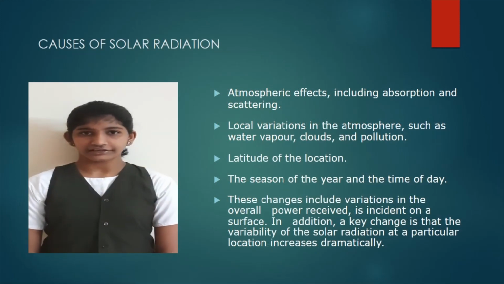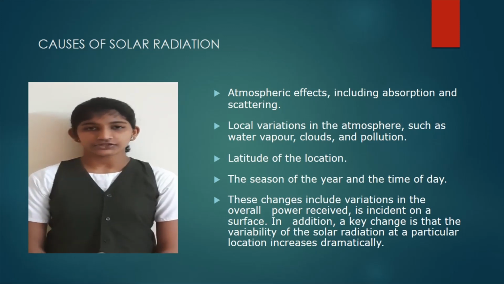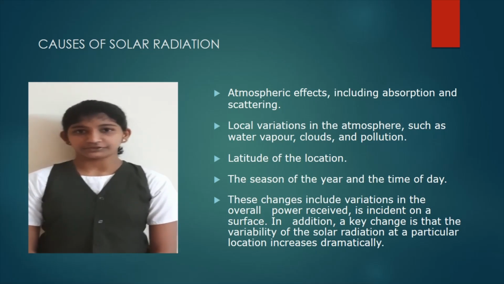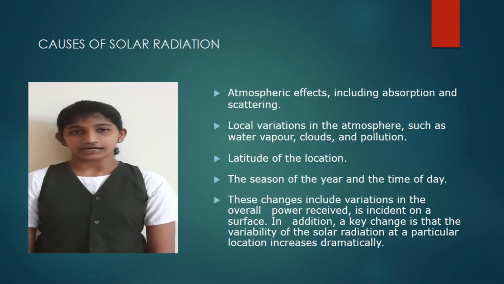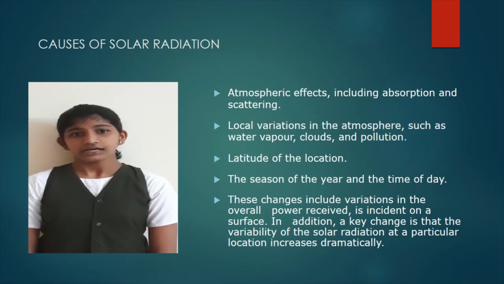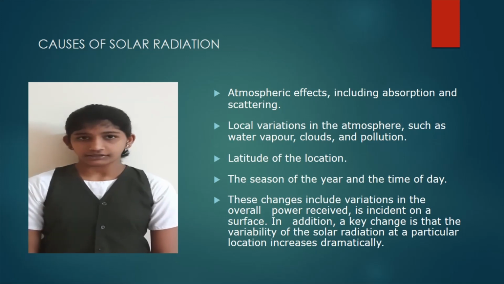Causes of solar radiation. The solar radiation at Earth's surface varies widely due to, first cause, atmospheric effects including absorption and scattering. Scattering of solar radiation occurs when the radiation strikes very small particles in the Earth's atmosphere, such as air molecules and ice crystals, which disperse the solar radiation in all directions.